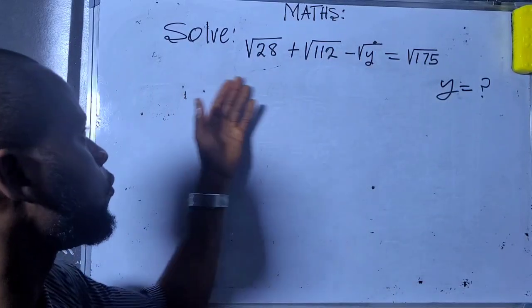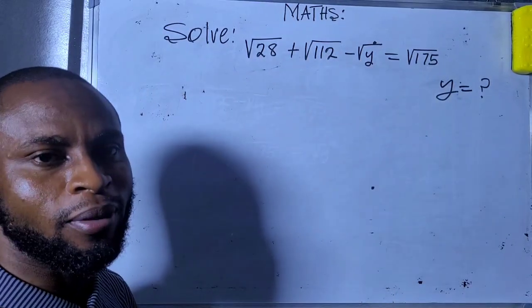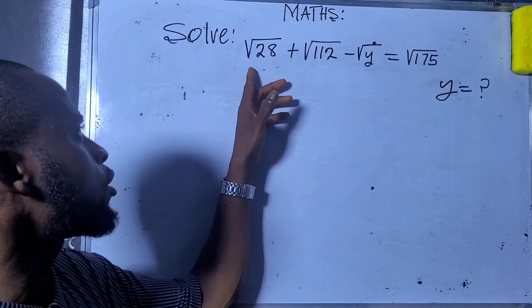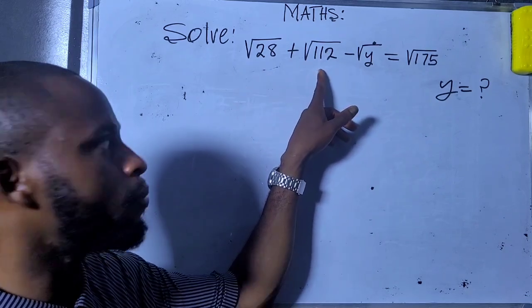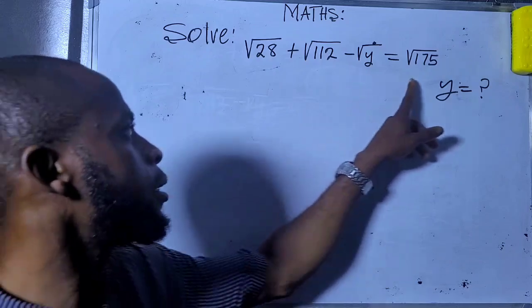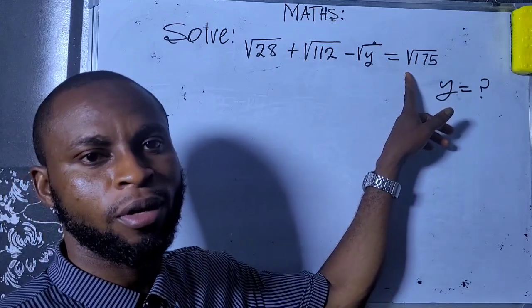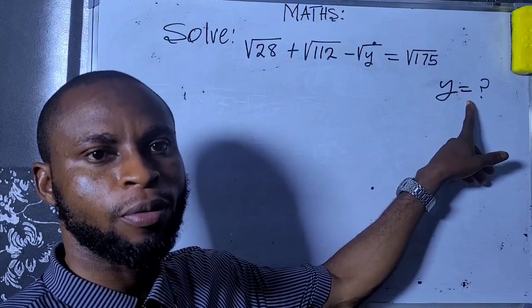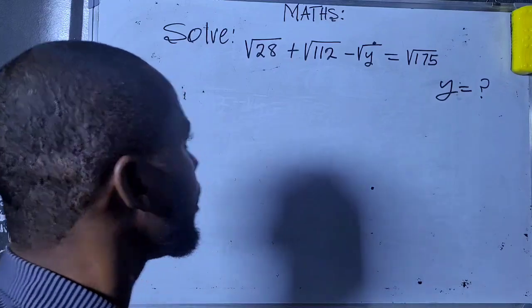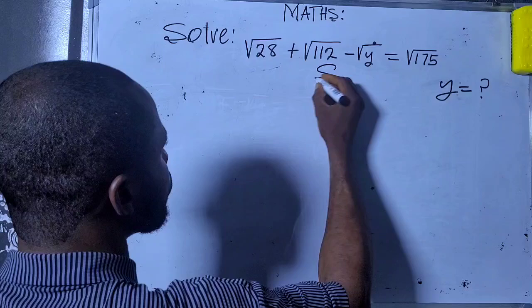We are to consider this radical equation right here on the board. We are asked to solve square root of 28 plus square root of 112 minus square root of y equals square root of 175. Here, we are expected to find the value of y. And I put down here solution.